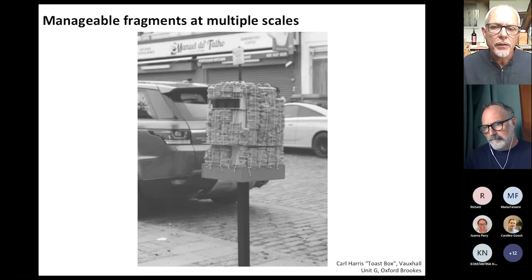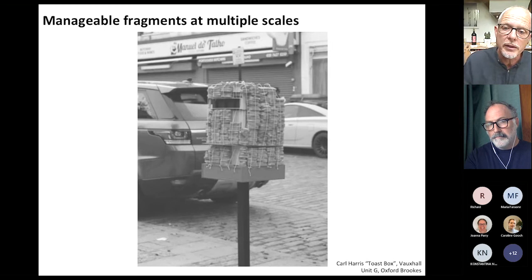the trick is to break that brief down into fragments, into manageable pieces at a range of different scales. Whilst they might be fragments of the project, that doesn't mean that they're all individual little components bolted together. Some might be vast, at the scale of infrastructure and the city, and others might be ideas and fragments at the scale of personal experience and how you touch them and what it feels like.